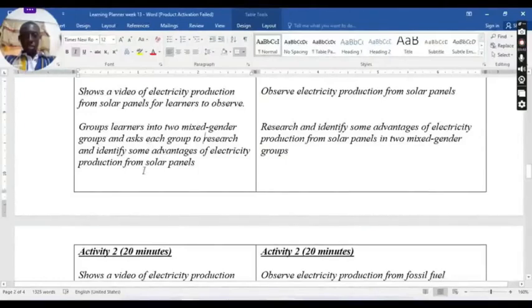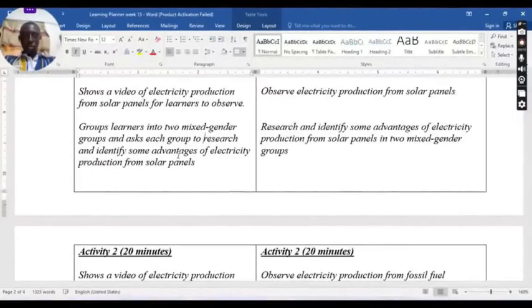Alright. So the mixed gender talks about JC. Then the research conforms with the pedagogical strategy and also teaches them some 21st century skills, which is the ability to use computer and internet to get information. Alright, so that is a research. And they are doing it in groups, which is also a collaborative means.